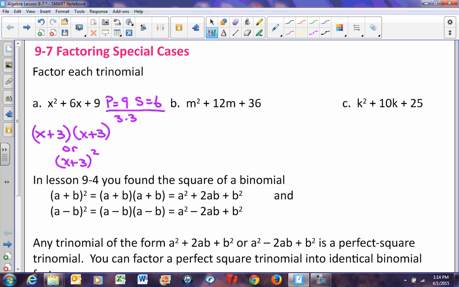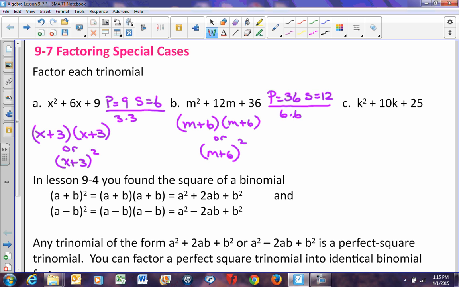If I'm looking at m squared plus 12m plus 36, I need a product of 36 and a sum of 12. That's 6 and 6. So I'm going to have m plus 6 times m plus 6, or I could rewrite it as m plus 6 quantity squared. And the last one, k squared plus 10k plus 25. I need a product of 25 with a sum of 10. That's 5 and 5. So I'm going to have k plus 5 times k plus 5, or otherwise known as k plus 5 quantity squared.